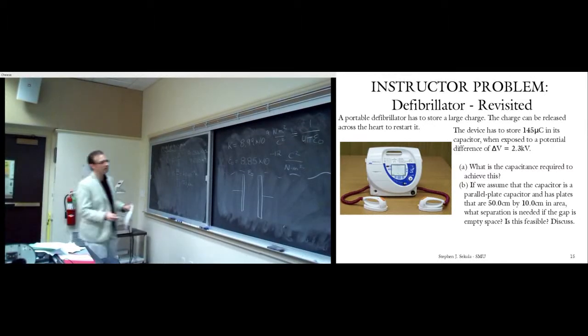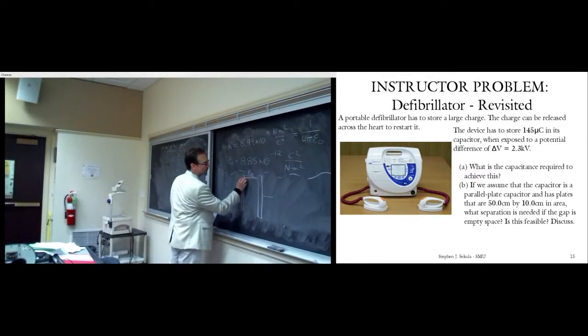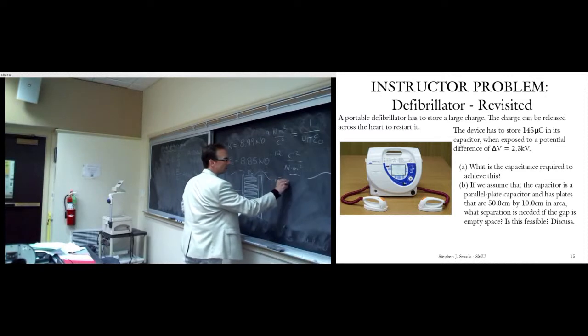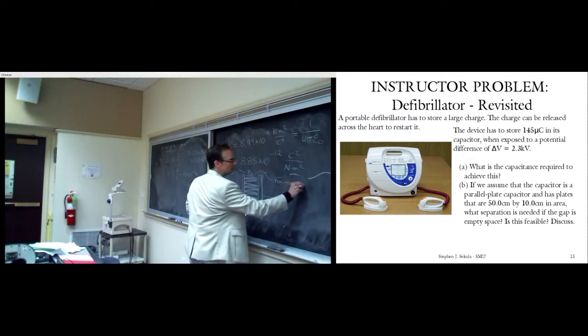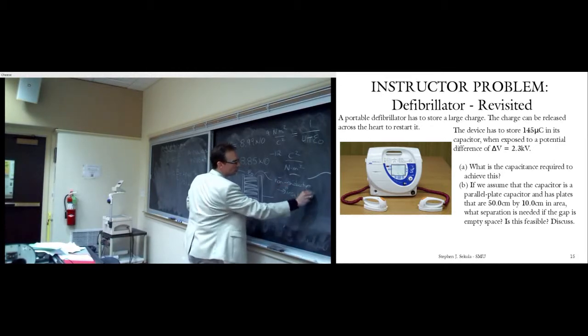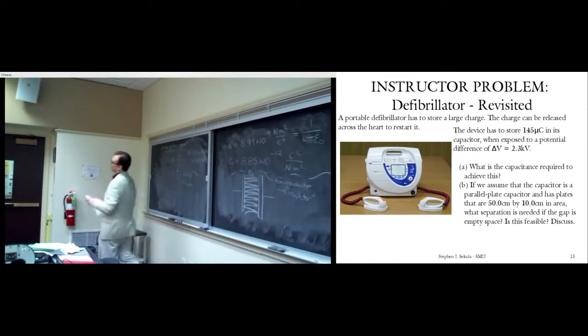So for instance, I could put a material in here that's non-conductive. I could fill this gap up with some material. This material has to be non-conductive. That is, it has to be an insulator. Insulator is a word for a non-conductive material. You've probably all heard it before, right?